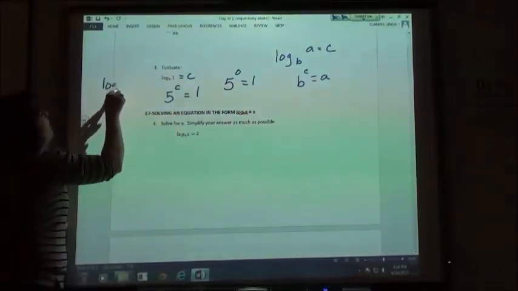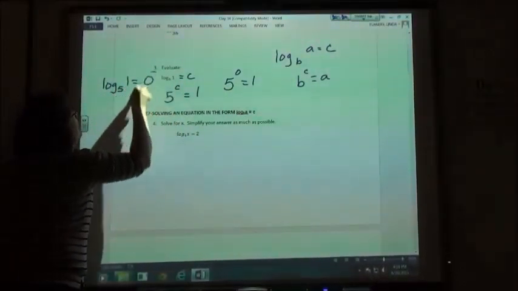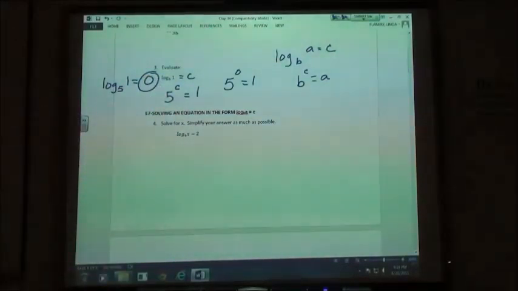So the log base 5 of 1 is going to equal 0. So that's kind of a tricky one there, just wanted to remind you of.